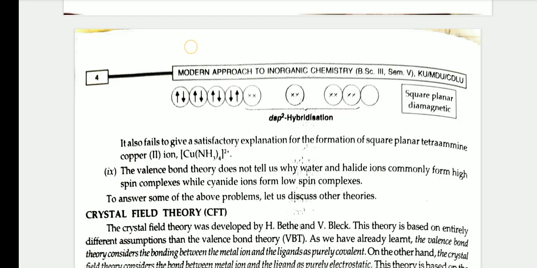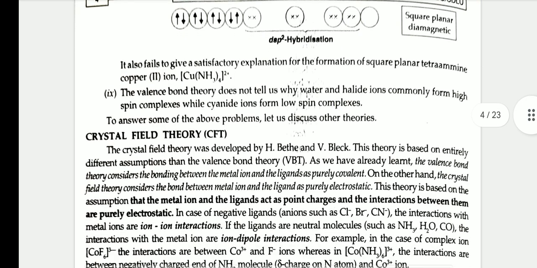We will discuss crystal field theory, CFT. The crystal field theory was developed by H. Bethe and V. Bloch. This theory is based on entirely different assumptions than the valence bond theory. As we have already learned, the valence bond theory considered the bonding between the metal ion and the ligands as purely covalent. On the other hand, the crystal field theory considers the bond between the metal ion and ligand as purely electrostatic. This theory is based on the assumption that the metal ion and the ligand act as point charges and the interactions between them are purely electrostatic.